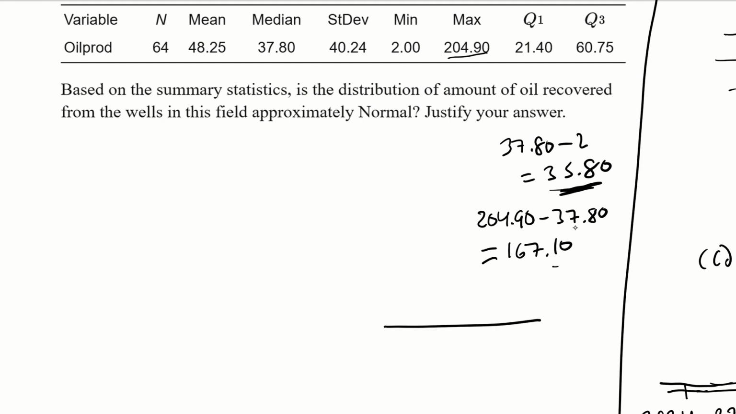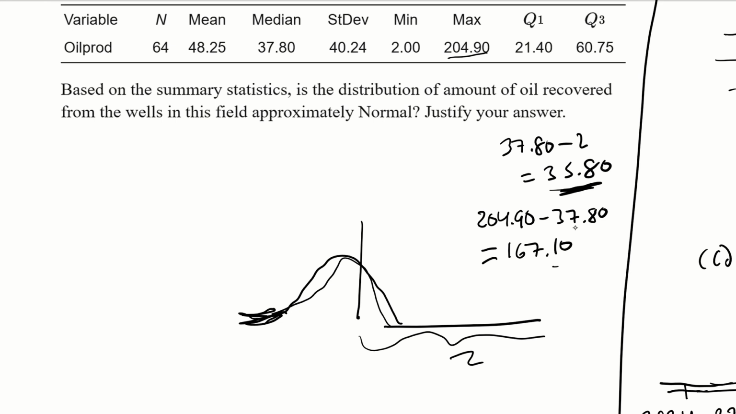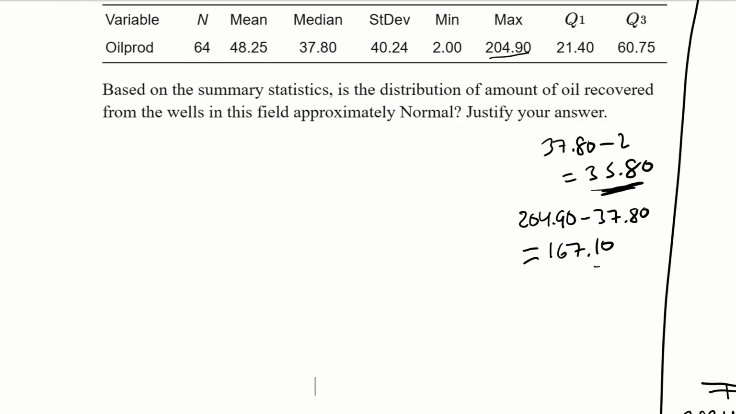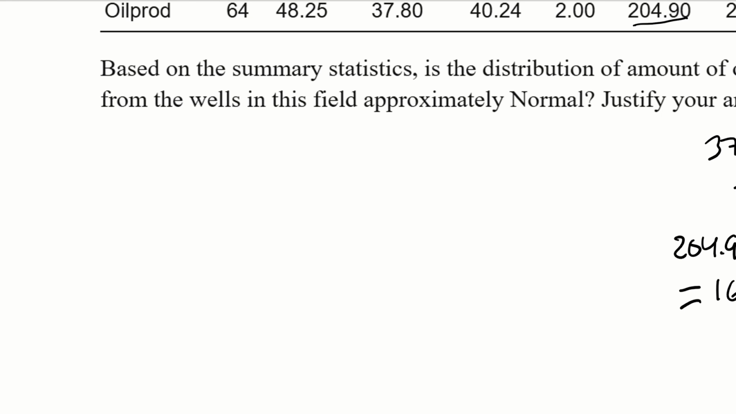That means there's so much tail in the right direction and so little tail in the other direction. If the median is here, the distance here is 167, in the hundreds. But the distance from here to here is only 35. So that indicates that there's some skew, and it's skewed to the right. We're going to explain this when we justify our answer.